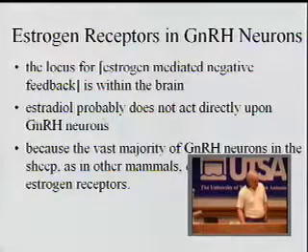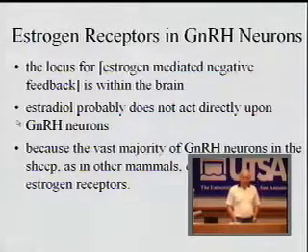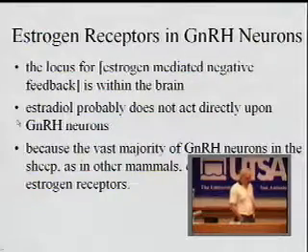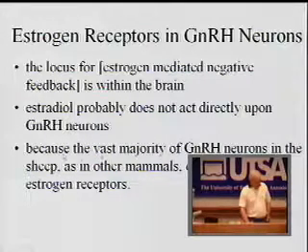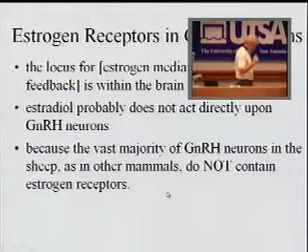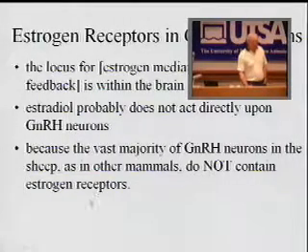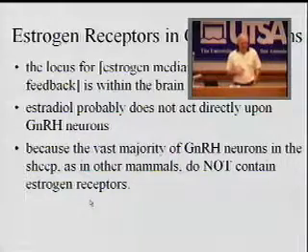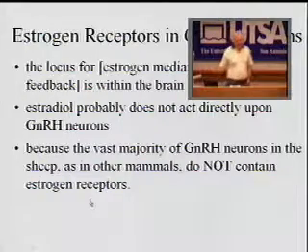So from those approaches, it was determined or hypothesized that the estrogen receptor gene is not expressed in the GnRH neurons. And most recently, and in this particular study, the vast majority of the GnRH neurons in the sheep, as in other mammals, do not contain the estrogen receptors. So when you hear this sequence of words, this phraseology, do not contain estrogen receptors, then you know they're looking for the presence of the protein. Otherwise, it would say do not express the gene for estrogen receptors.